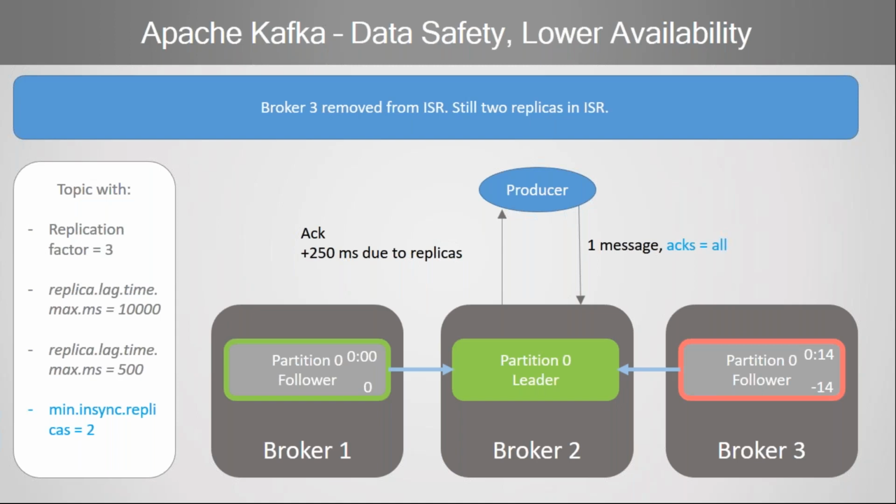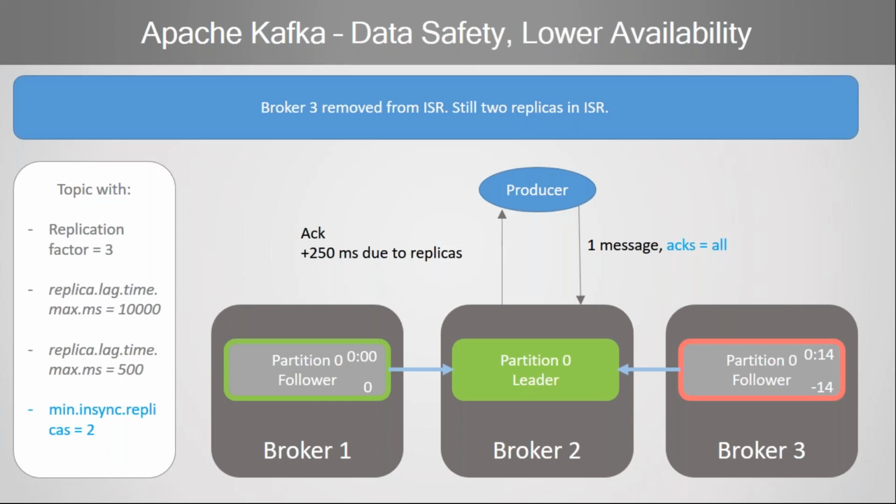Now broker 3 again is falling behind and it's just going slow, and now it's 14 seconds behind, and so it's got removed from the ISR, which is good news for latency because now the leader, broker 2, does not have to wait for the slow follower to catch up. It just removes it from the ISR, and now with acks equals all, it only has to wait for broker 1 to say it's got the message. And broker 1's going pretty quick, ends up having to wait 250 milliseconds for it to confirm it's got it, and then it sends an ACK.